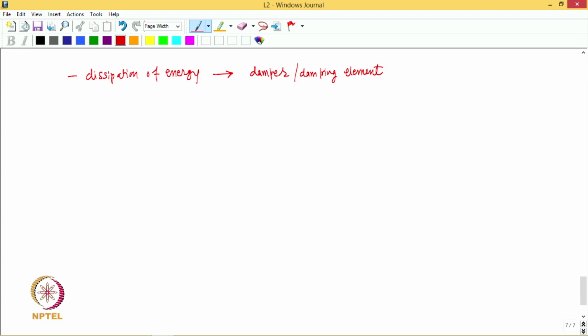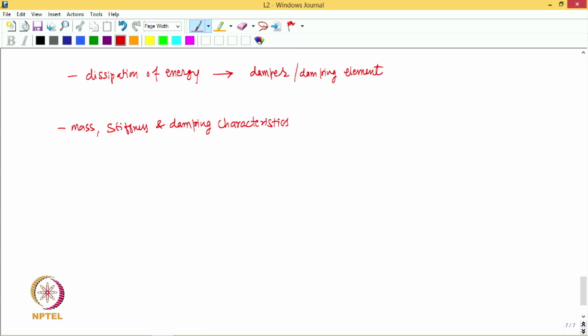So, therefore, we need to model the mass, stiffness and damping characteristics to arrive at a model of the system. In fact, these are the three elements which make that description complete.